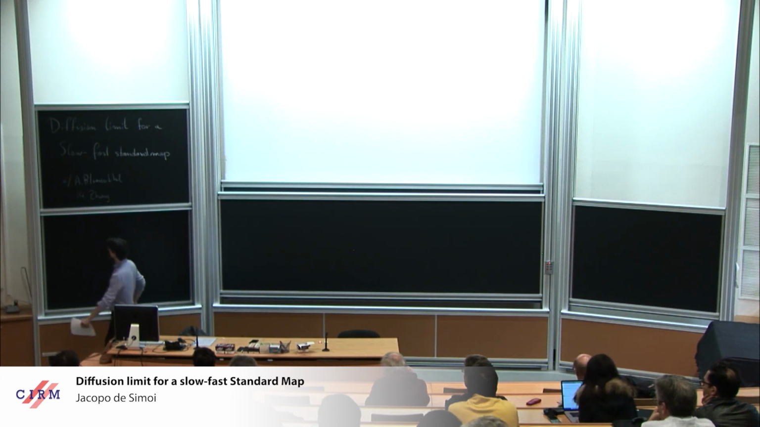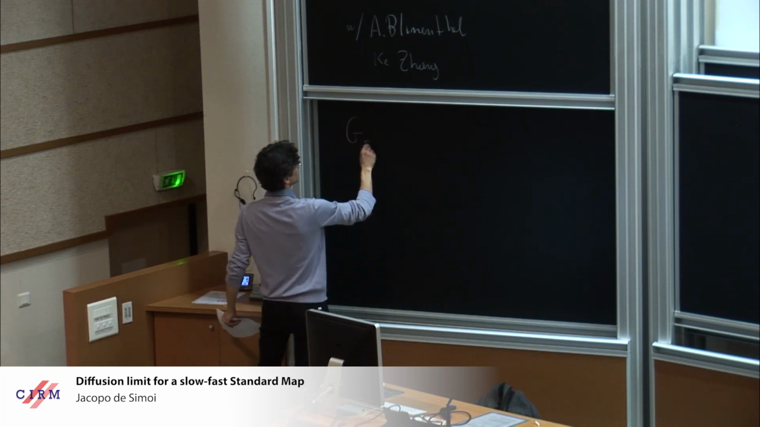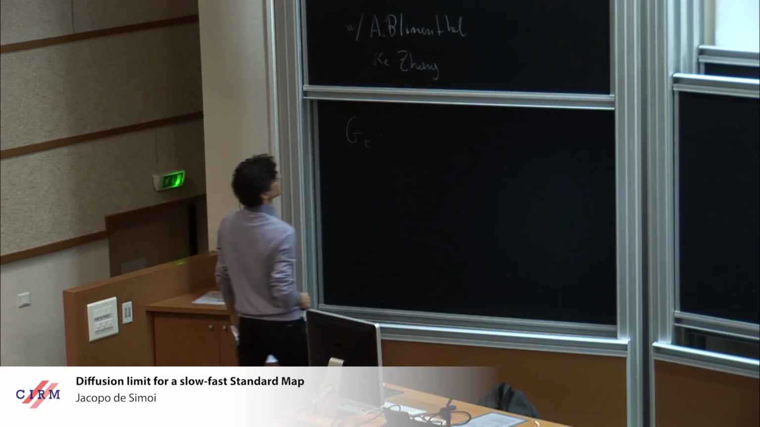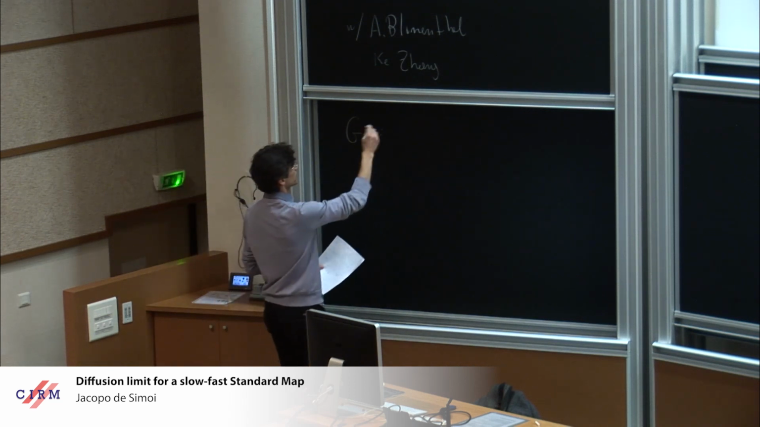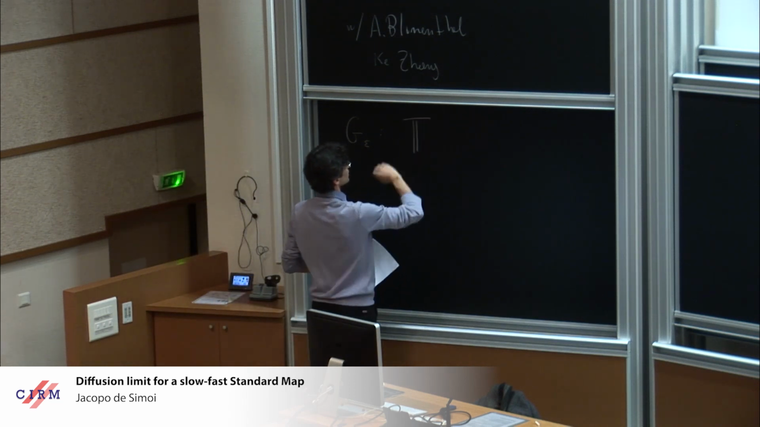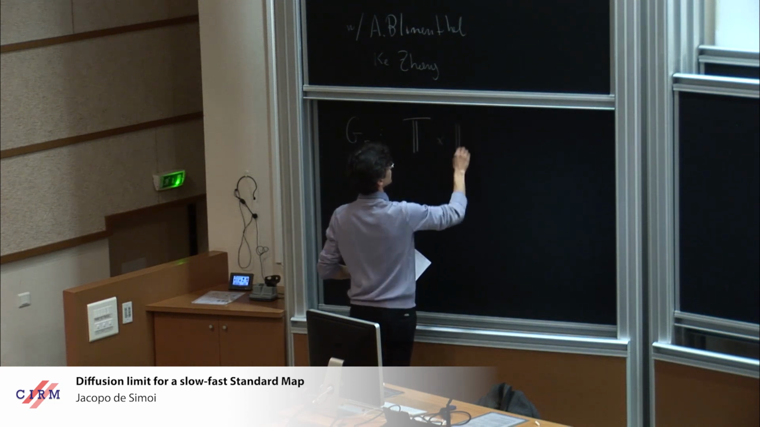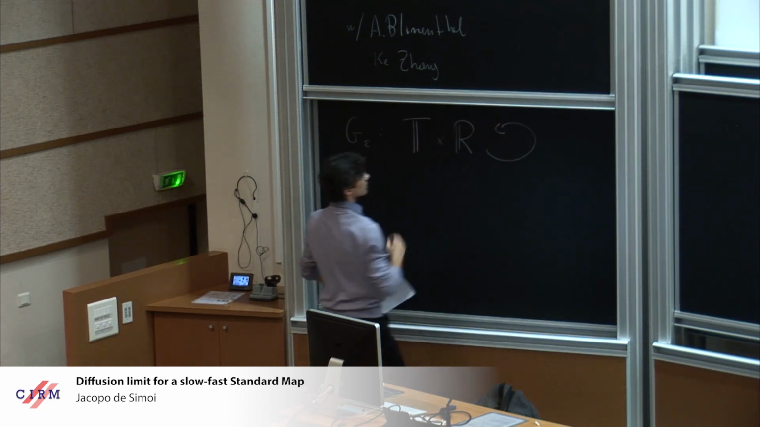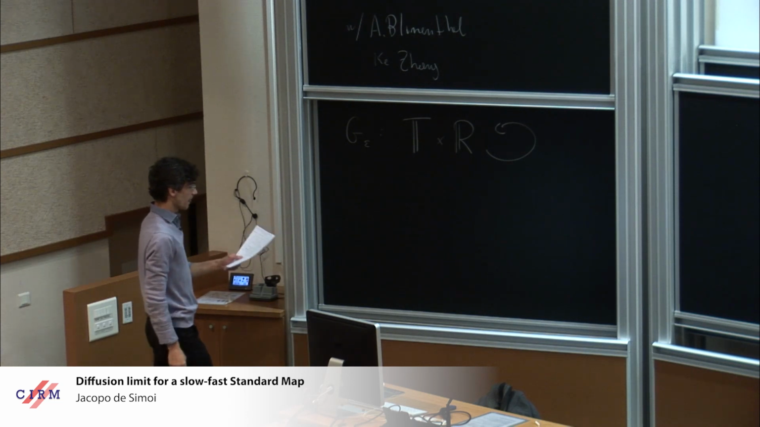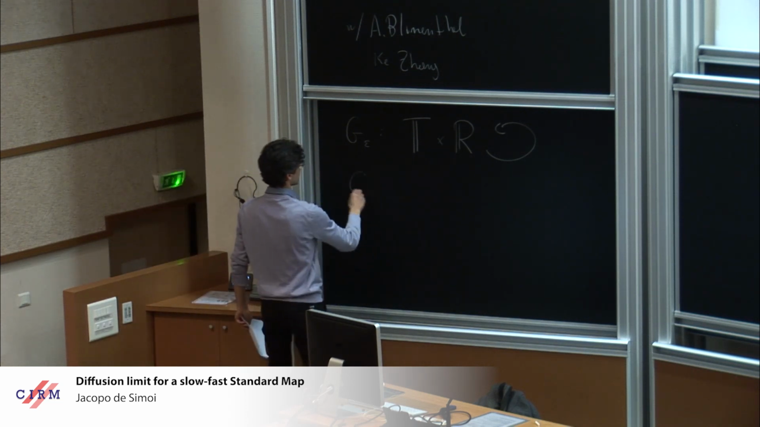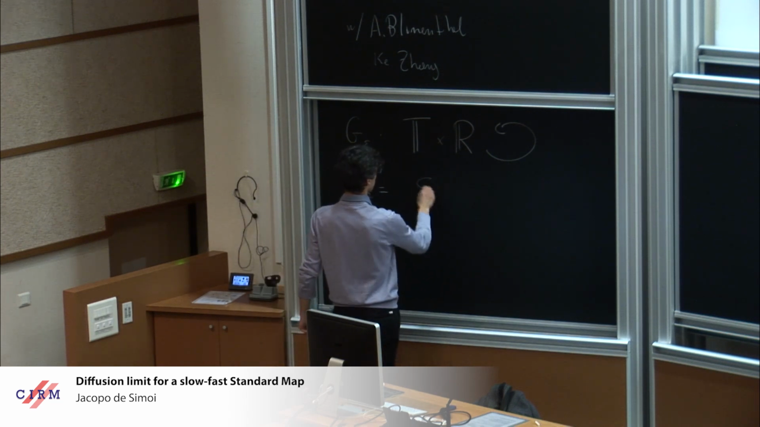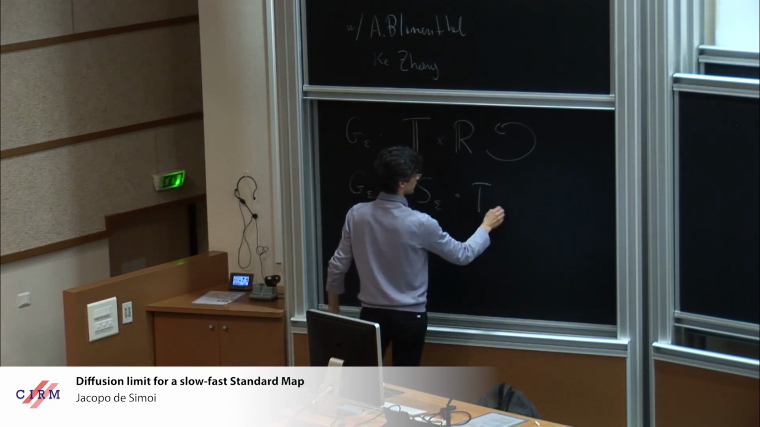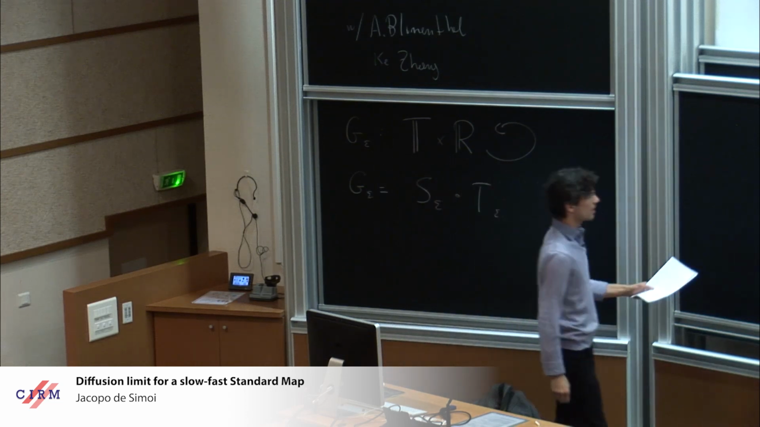So the main object which we will consider is a map, which I will call G sub epsilon, as in any slow-fast system which one should take care of. There's an epsilon somewhere, so the map is a map from the cylinder to itself, which is a composition of two maps, which I will call S epsilon and T epsilon. And they are as follows.